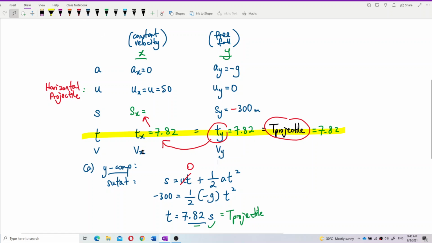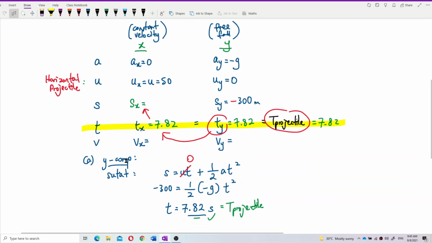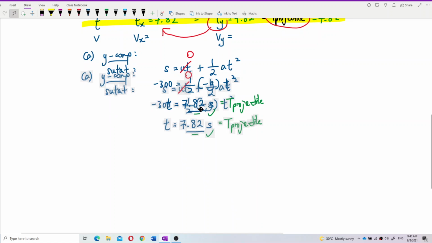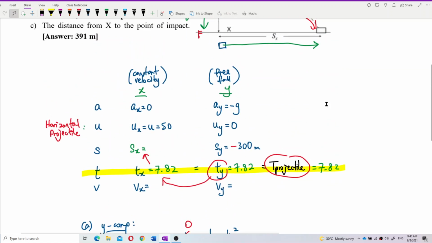So we can find many other things more. Okay. Now, can you get the concept? That's the way to do the projectile motion questions.